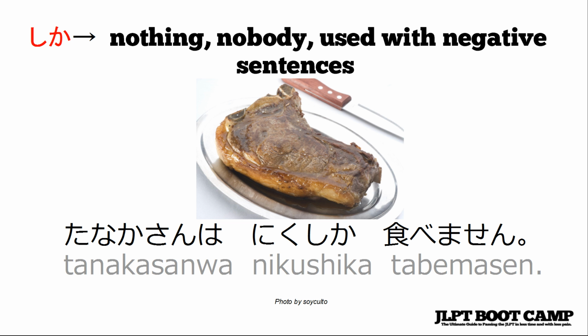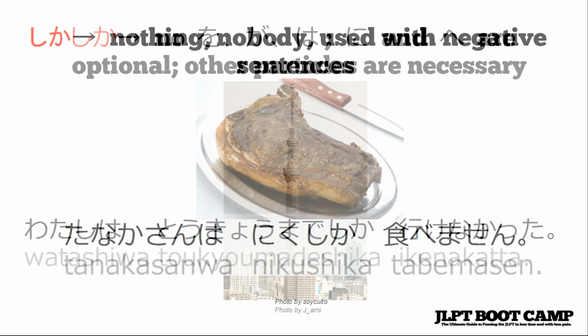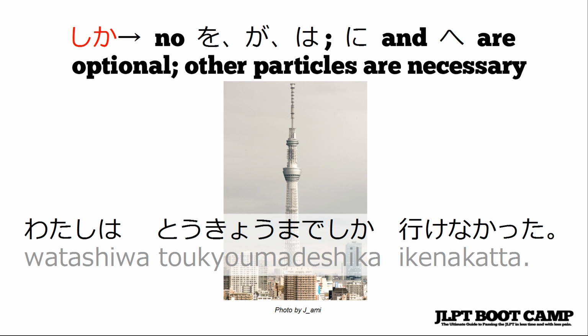Now for shika, there is no o, ga, or wa. You can't use those particles. Well, they're left out, I should say, when you use this particle. They're understood from context, generally speaking. Ni and e are optional, basically, as they're used as directions. Ni and e are for directional movement, and so those are optional with shika.